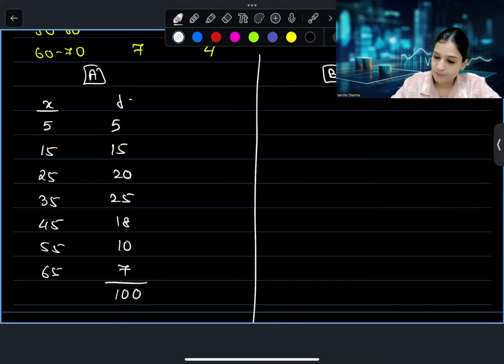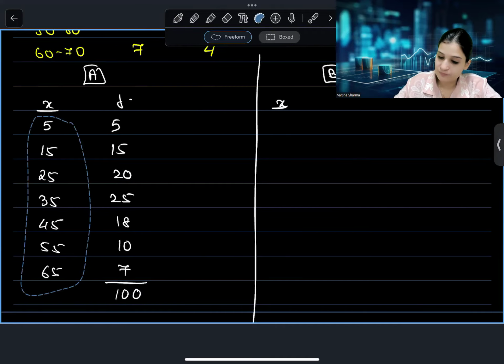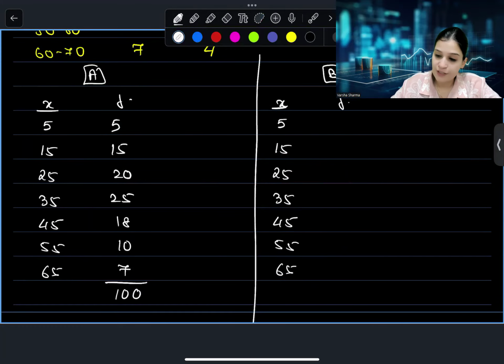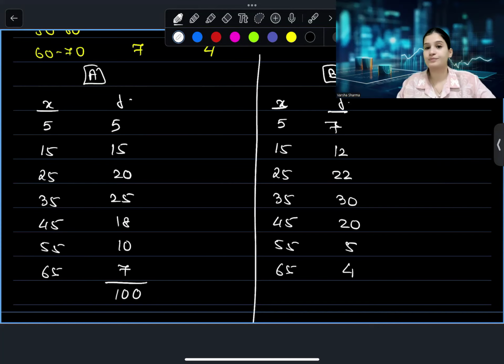For data B, X is the same. Frequency 7, 12, 22, 30, 25, and 4. Calculate for both of them. Here also the sum of the frequency is 100.